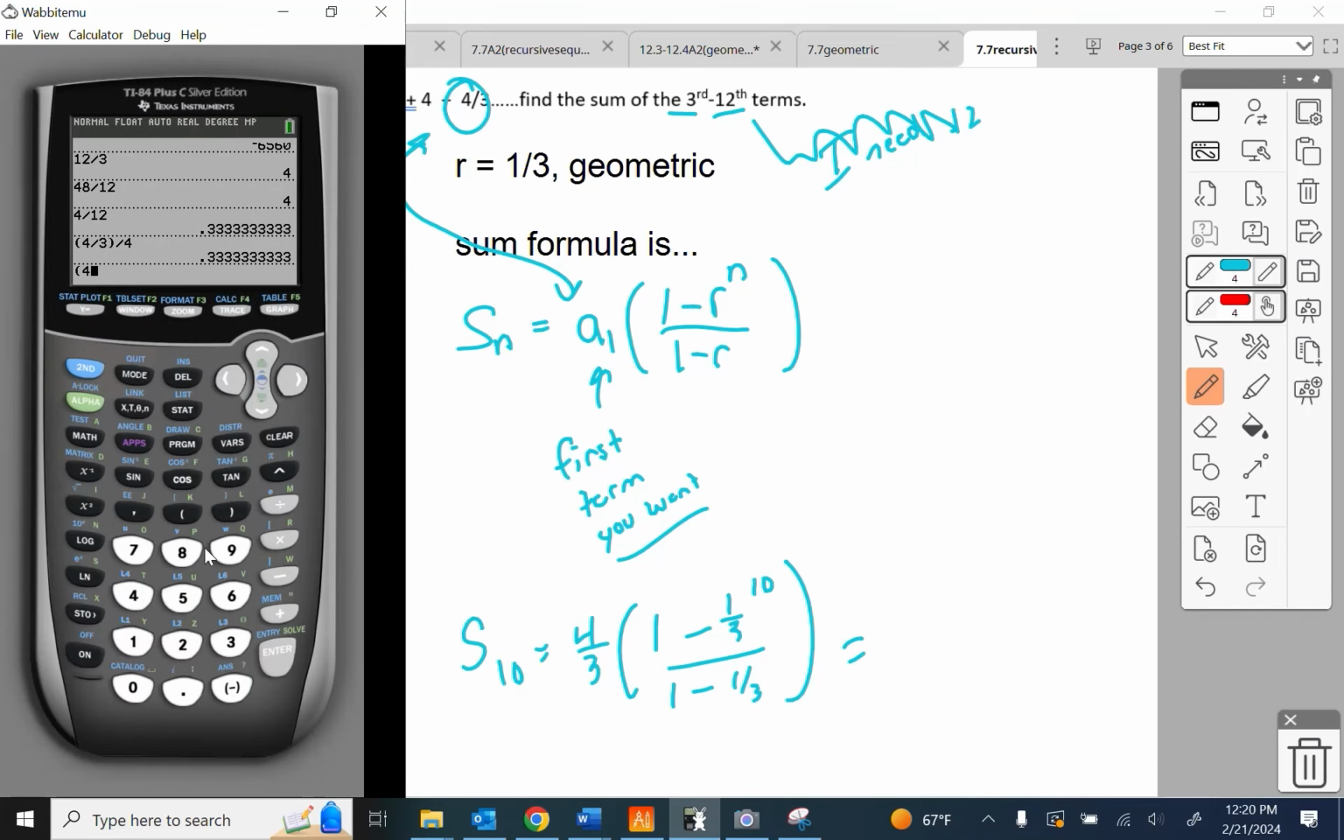Let's see here. We got 4/3. You can use n over d if you want. It's up to you. I don't really feel like it. Parentheses. 1 minus 1 over 3, close it, raised to the 10th power. Encapsulate the numerator, divided by, encapsulate the denominator. Let's assume we don't know what 1 minus 1/3 is. I have a habit of wrapping fractions in parentheses. Close.